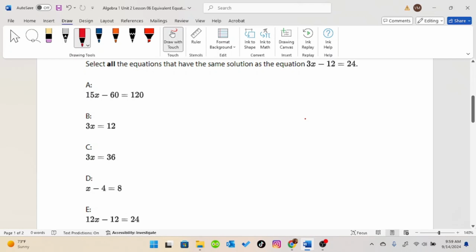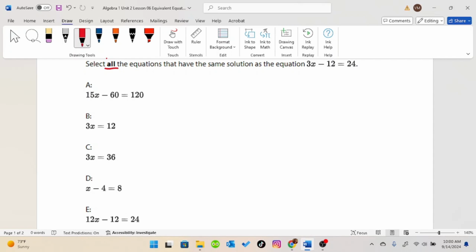Our next practice problem says select all the equations that have the same solution as the equation 3x minus 12 equals 24. Notice that it says all, so we have to check every possibility because there can be more than one correct answer.